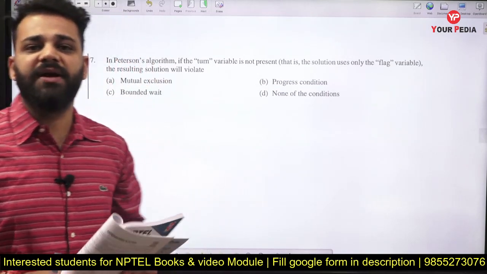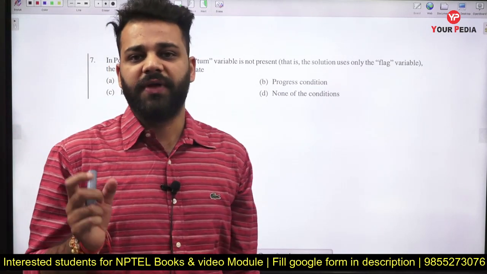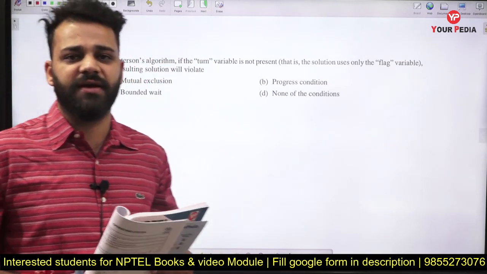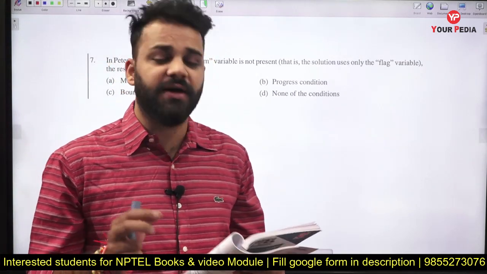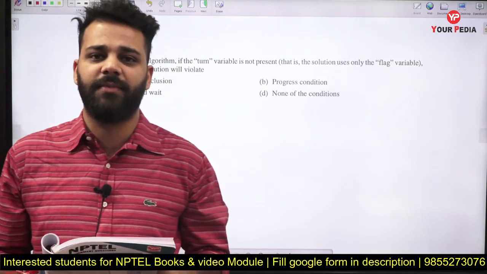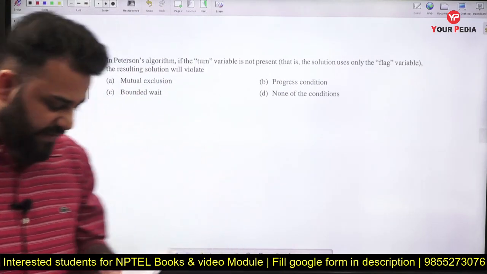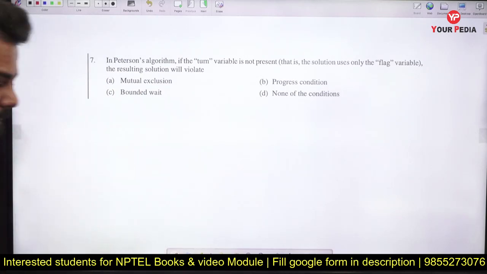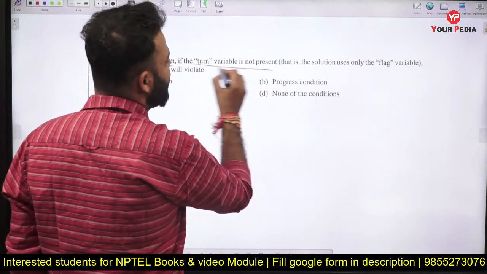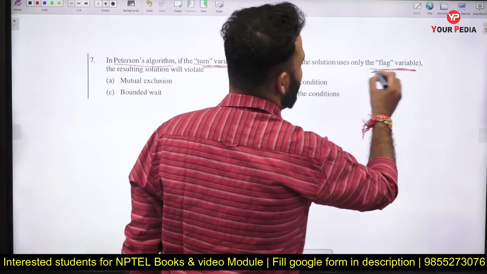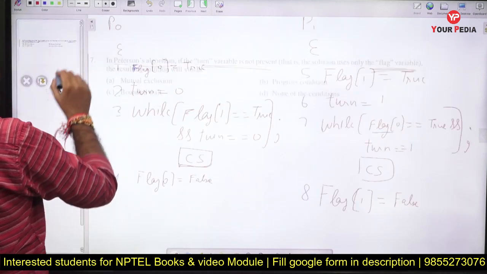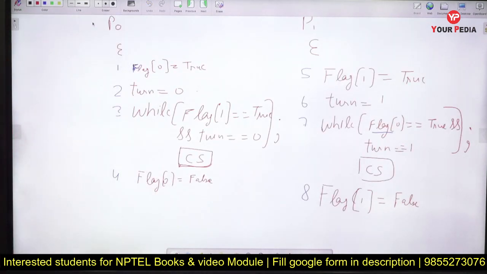So we know that Peterson solution satisfies all the 4 conditions that we need to achieve synchronization. So if we don't use the turn variable in that and only use the flag variable, which condition will be violated by our solution? So let's see. So Peterson algorithm, and turn variable is not present, only flag variable is present. So let's see first how the Peterson algorithm works. So this is the Peterson algorithm.